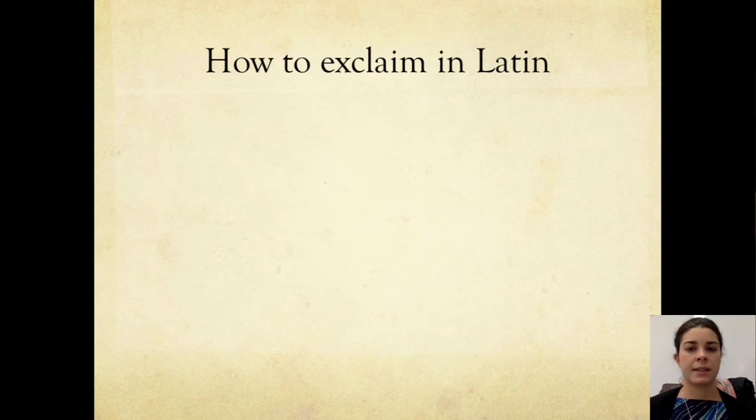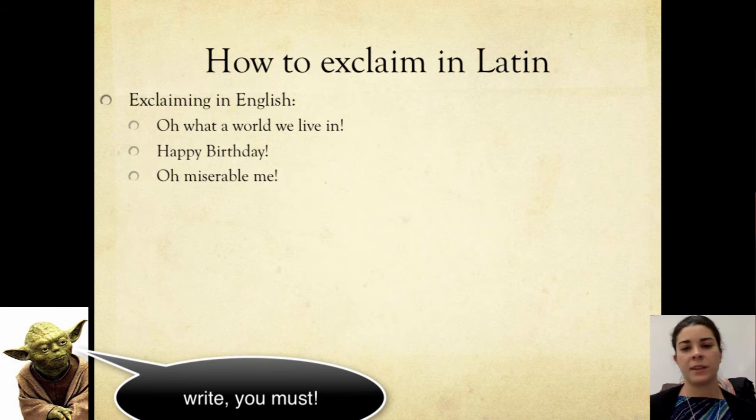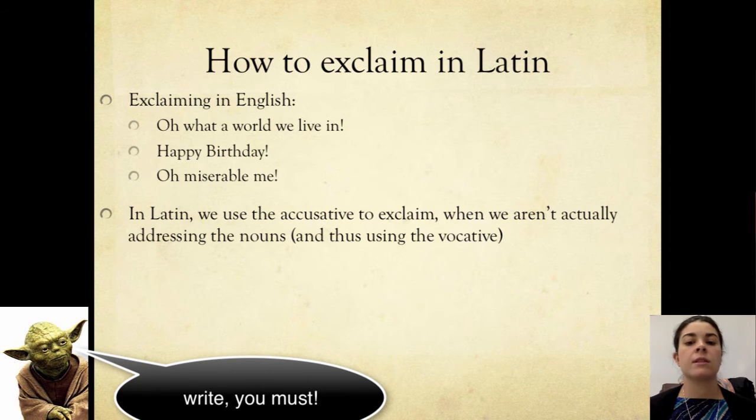Now let's talk about exclaiming in Latin. So to exclaim, typically we use the accusative case. In English, this would be like, oh, what a world we live in. Happy birthday. Oh, miserable me. These are all exclaiming in English. In Latin, we like to use the accusative when we're not actually addressing a noun. If we're actually talking to something and we're exclaiming like, good God, that would be vocative, right?